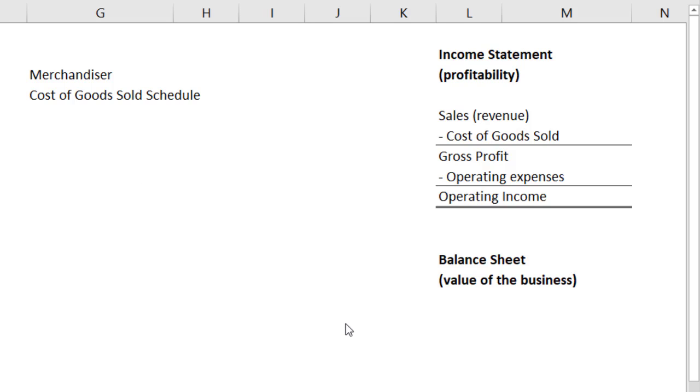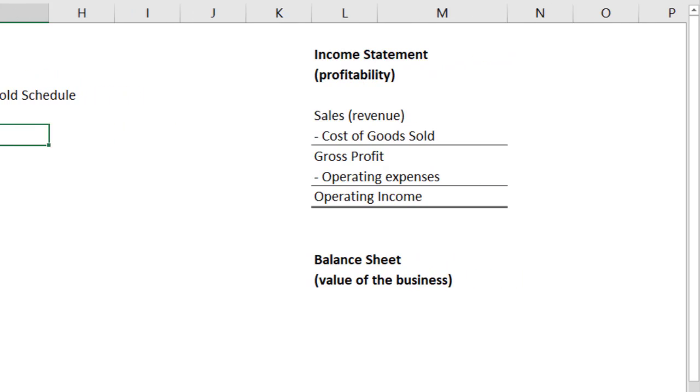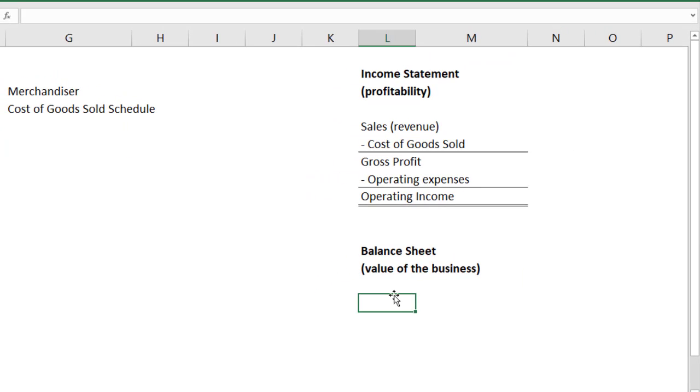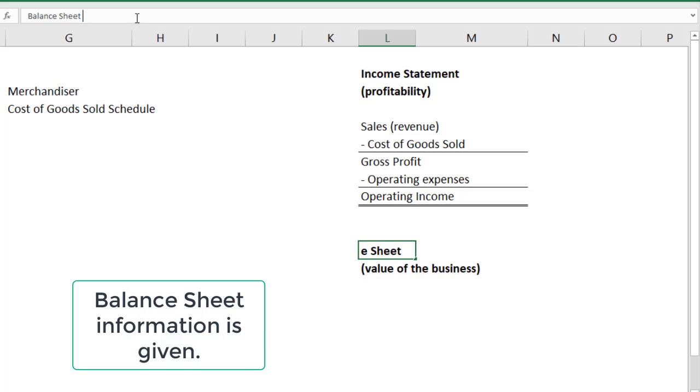So we look at the balance sheet. The balance sheet tells us a value of the business. And one of the valuable things of a merchandiser is the inventory they have. So what we need to know is the value of the inventory on the balance sheet. Now we need to know the beginning inventory and the ending inventory. So we'll look at the balance sheet at the beginning of the year, and then at the balance sheet at the end of the year.